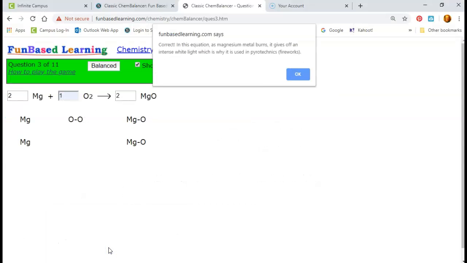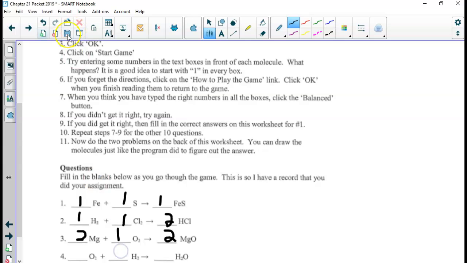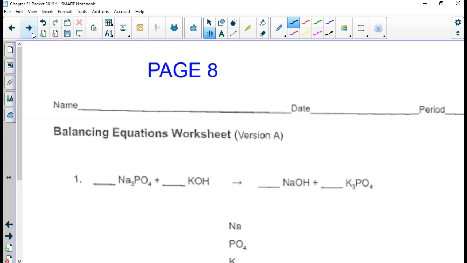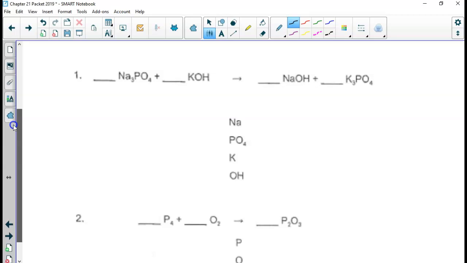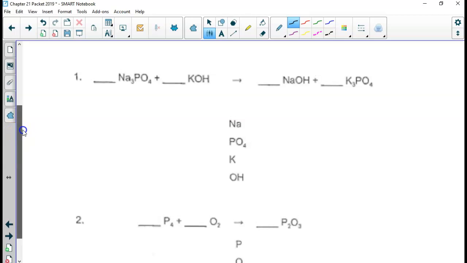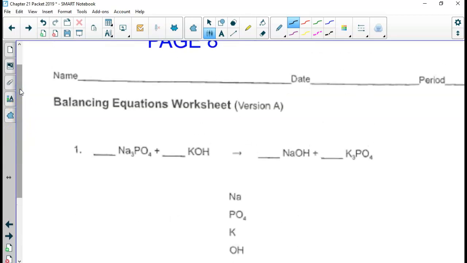When you finish with that, the next page of your worksheet has some equations that you can try on your own and see if you can balance these guys without the help of a computer. And that'll be the next step. So you can try that as well.